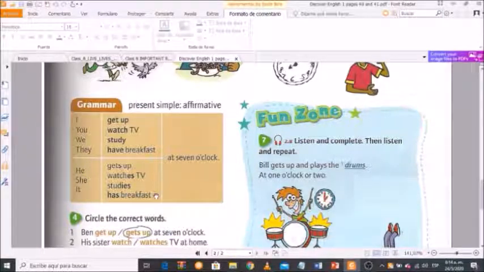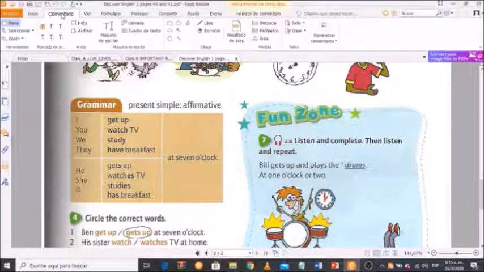So, in this case, we have to add S or ES sometimes. Entonces, habíamos dicho que con los pronombres he, she or it, íbamos a agregar una S o una ES. And pay attention, because there is one exception. Tenemos una excepción, que ustedes ya la conocen igual. Fíjense, acá dice has breakfast.